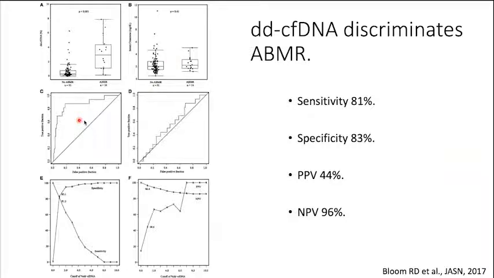The ROC curves showed an AUC of 0.87 for the cell-free DNA versus 0.57 for serum creatinine. This graph shows the sensitivity and specificity of 81 and 83% respectively, and this one shows a positive predictive value and negative predictive value of 44 and 96% respectively.